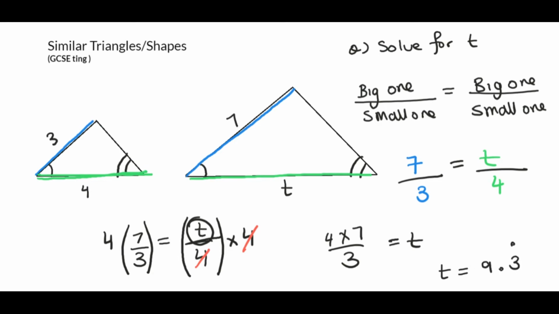So listen, I really hope you've understood what I've done so far. All I've done is compare using big one over small one is equal to big one over small one. And then I've just made t the subject. I've taken this equation right here and made t the subject, and that's given me t is equal to 9.3 recurring. A little light work thing as usual.